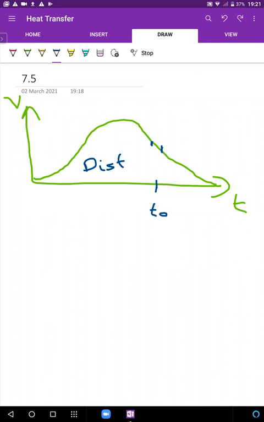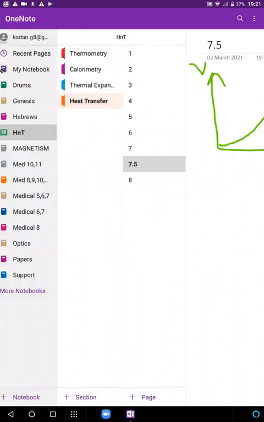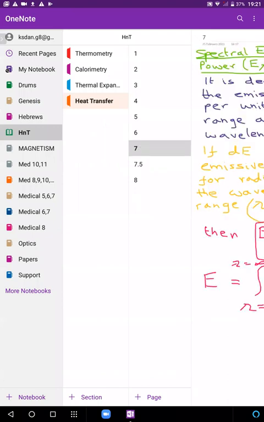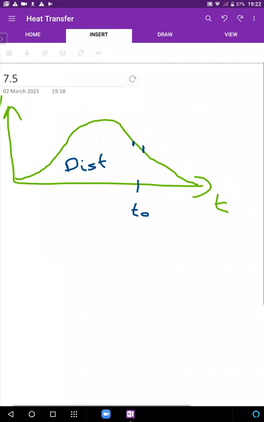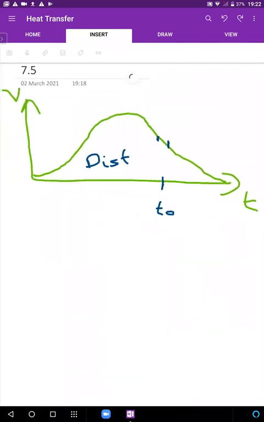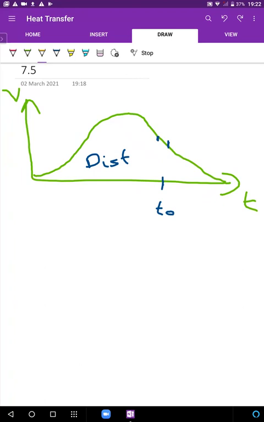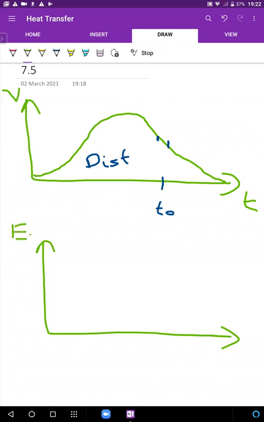For those coming in, we are revising spectral emissive power. This is the first page. I'm revising spectral emissive power. We are trying to understand it through an example. So the way you understand velocity as how quickly distance gets covered near that instant, right? The same way I would suggest you try to understand spectral emissive power.